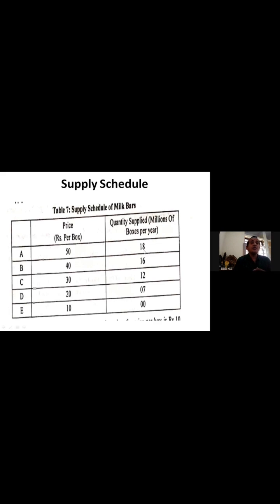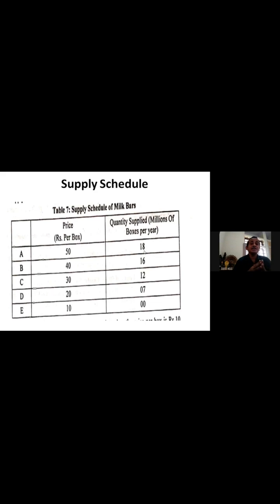Okay, now see, from this we can say that producers are ready to produce more at higher price, and when price is less, quantity supplied is also less. This is basically what the law of supply says.